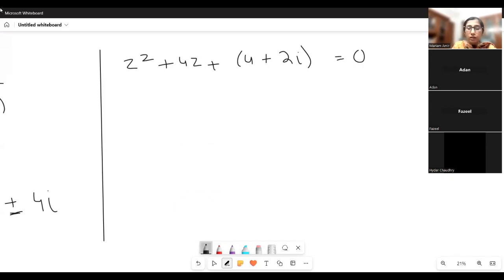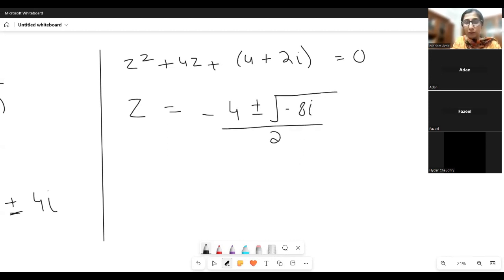Acha, ab ho gaya kya? That when you apply the quadratic formula, you will get a complex value inside the square root. Let me see if I have that. Somewhere. Yeah. So when you apply the quadratic formula, you'll get something like this: minus 4 plus minus square root of minus 8 iota upon 2. And in some cases, you'll also have a real value here, like 3 minus 8 iota.